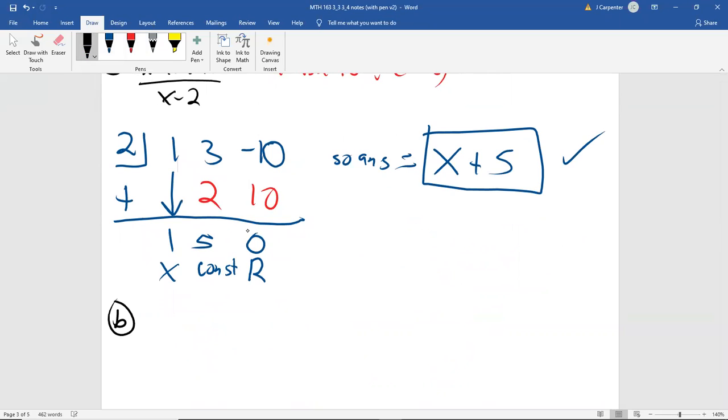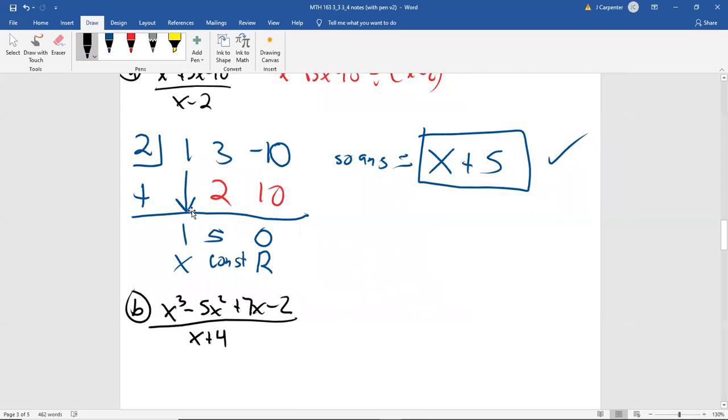All right, let's try another. B. X cubed minus 5x squared plus 7x minus 2, all divided by x plus 4. Now this denominator fits the ability to do synthetic division, because there's no number in front of the x, there's no x squareds, none of that goofy business.